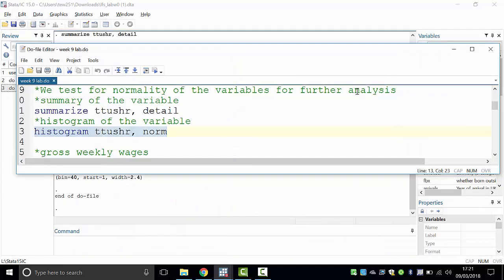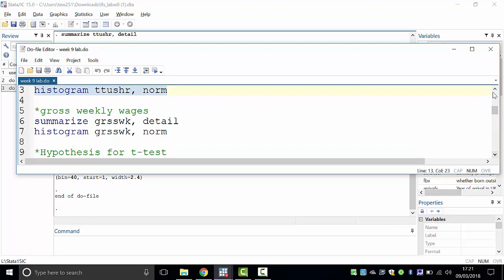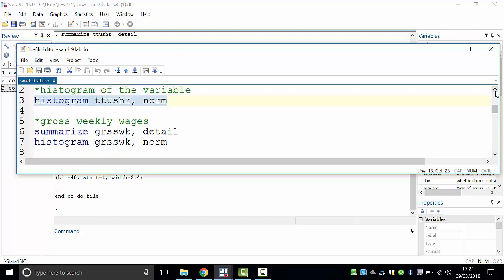Close that graph, please. Now let's test the gross weekly wages. Because we are using these two variables in our further analysis, we will really want to make sure that they are normally distributed. Correlation analysis, for example, requires the distribution to have approximately normal distribution with no outliers. Copy this, please. So we repeat the same exercise, but this time we just replace the total hours with wages.